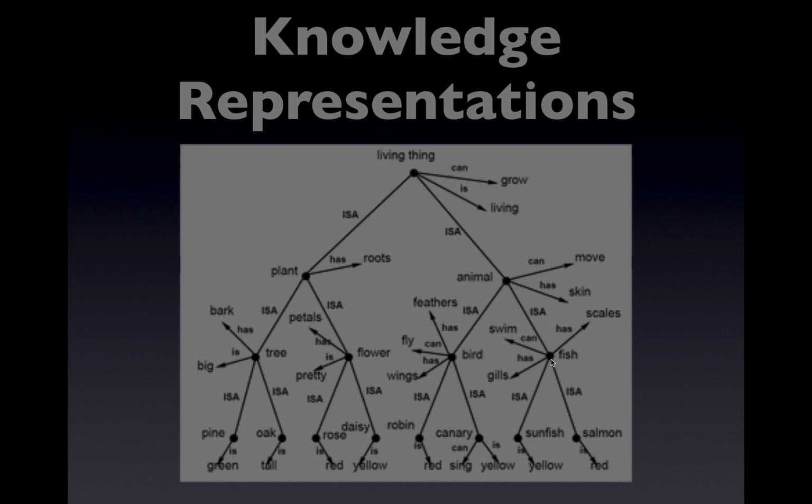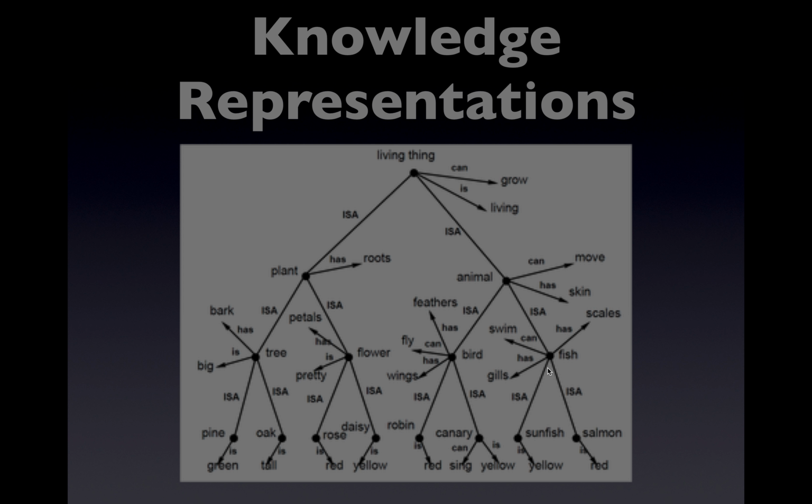Likewise, here's another link off of animal. There's fish. Fish are animals. They have scales, they can swim, they have gills. And then you have subtypes like salmon is a fish and it's red. And you might have other information associated with salmon, like they swim upriver to spawn, they come from Alaska, these kinds of things. Sunfish are yellow.